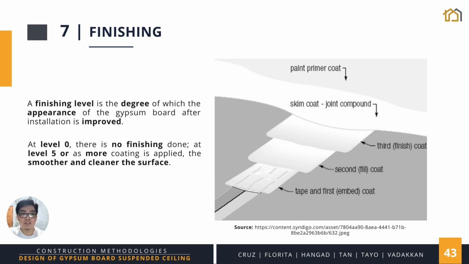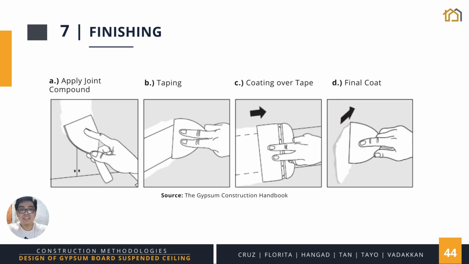Finishing is the improvement of the gypsum board's appearance after work. So there are 5 finishing levels, each of increasing quality. At level 0, there is no finishing done, while at level 5, there is a smooth and clean finish. Finishing levels involve the same steps, but more coating is required for higher levels. The process is as follows.